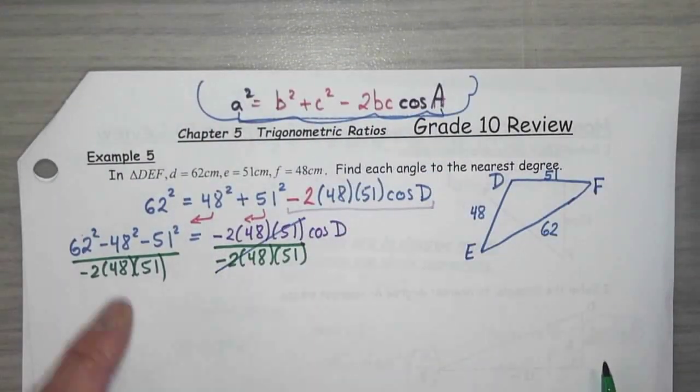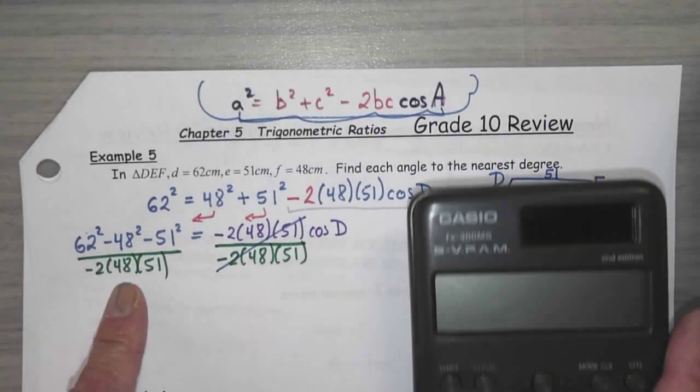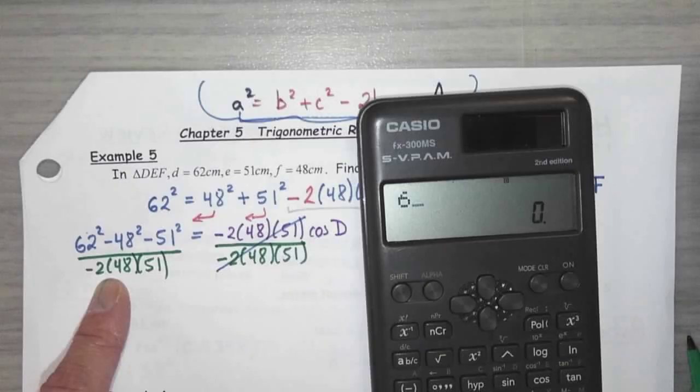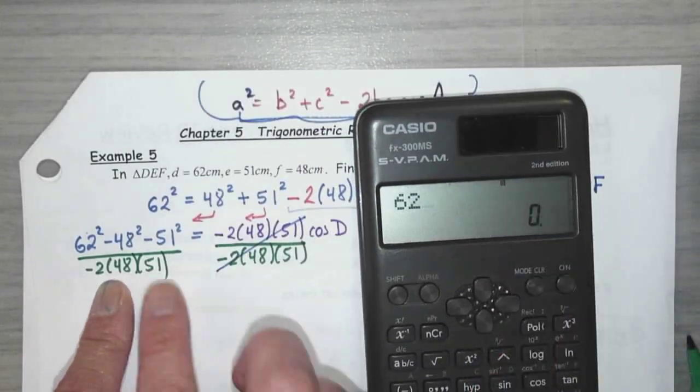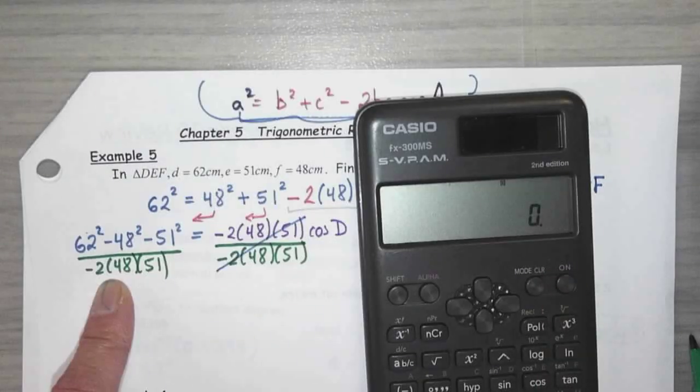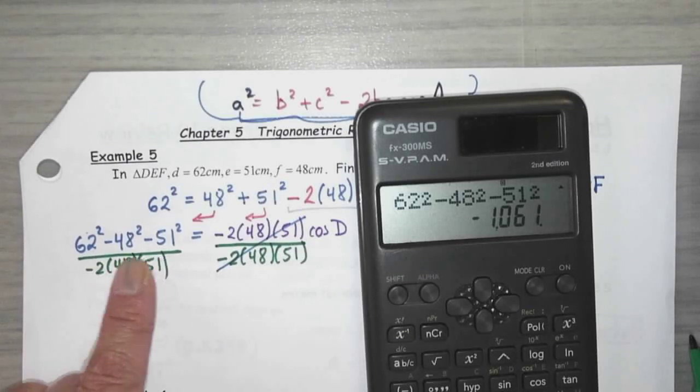So that's gone. Now I reach for my calculator and go, okay, I got this. And I go 62. Make sure you're in degrees. Remember, you can't be in another unit. This is all degrees that we're solving for this year. 62 squared minus 48 squared minus 51 squared. I press equals, so I finish the top. Some people write that number, negative 1,061. Again, you don't have to.